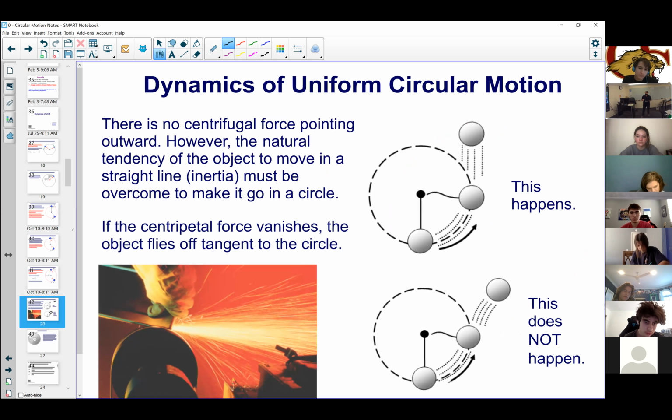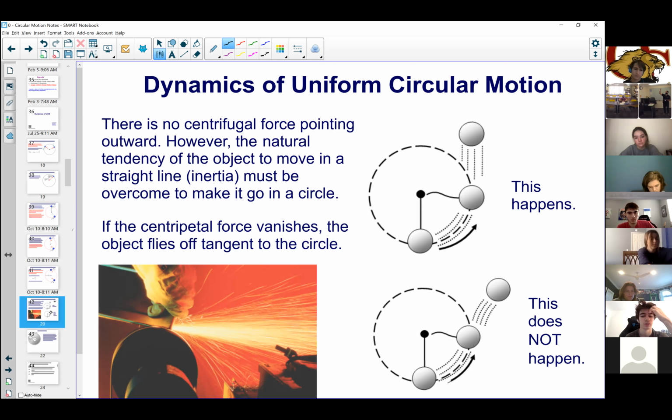Could I get someone in the room to read this one for us? I can't. Okay. Dynamics of uniform circular motion. There is no centrifugal force pointing outward. However, the natural tendency of an object to move in a straight line, inertia, must be overcome to make it go in a circle. If the centripetal force vanishes, the object flies off tangent to the circle. And then on the side there, they're showing you if the string breaks, this is what happens.